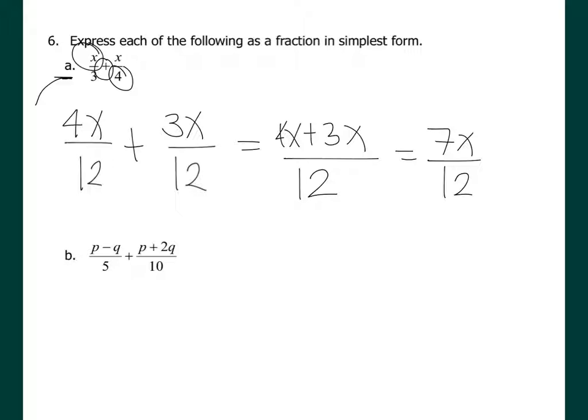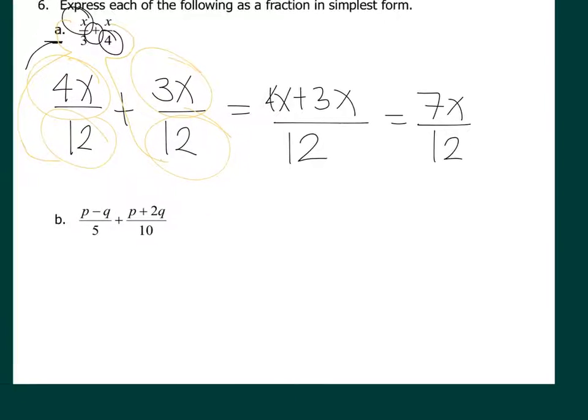Okay, so by the way, some people will do it this way. Once you have the denominator 12, you divide it by 3, so 12 divided by 3 is 4, and then times x, you get 4x. 12 divided by 4 is 3, times x, then you get 3x. Okay, so that's one way. Okay, let's work on letter B.